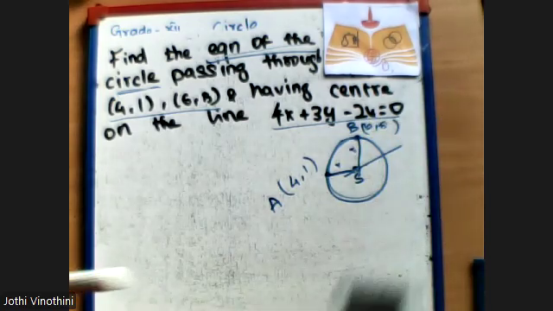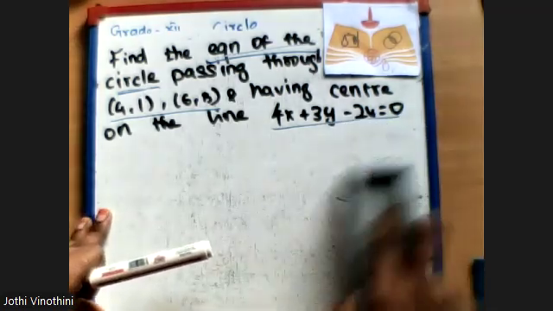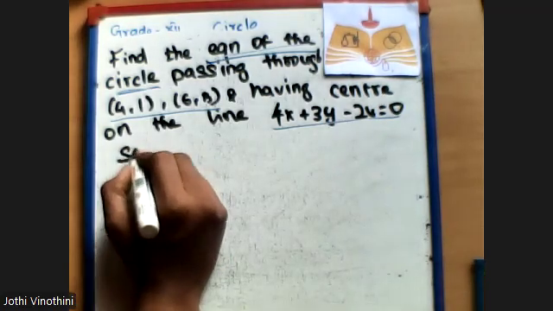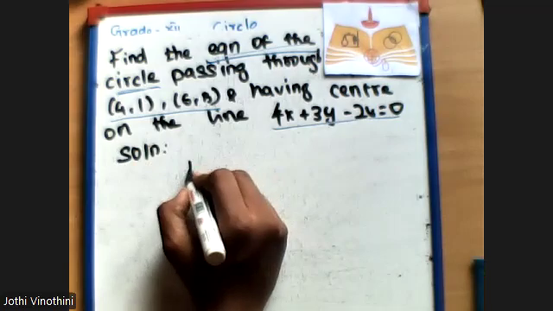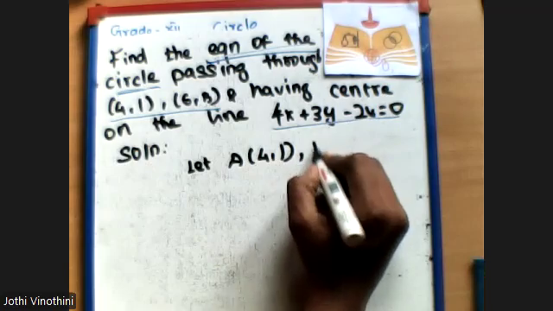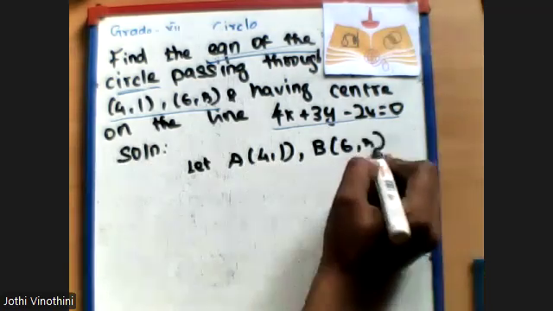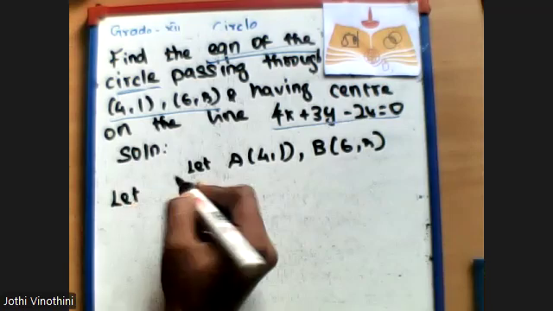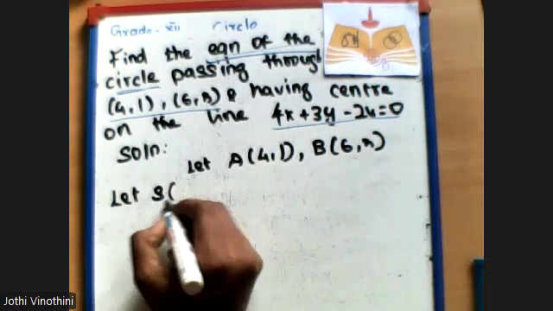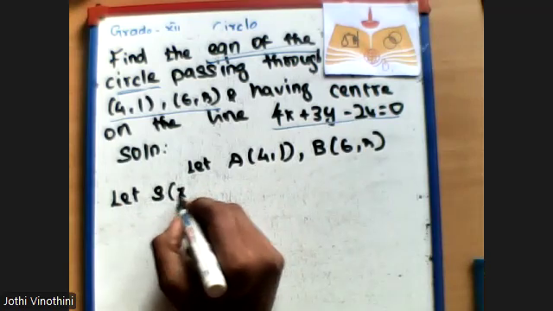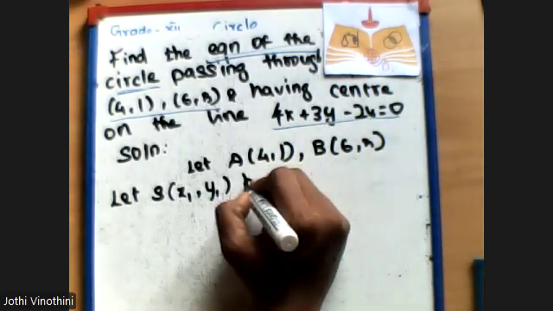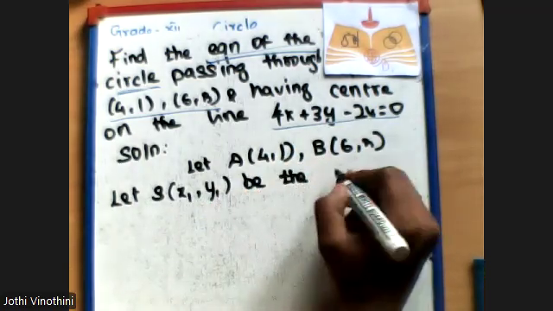Shall we start to solve? Solution. Let A be 4, 1 and B be 6, 5. Let S be the center of the circle. So we already have x and y here. I'm going to take the coordinates of S as x1, y1.